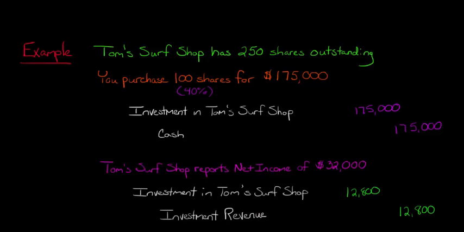So if we were to look at this investment on the balance sheet, right? So we start out with $175,000. Well, now we've just debited it. So now it would be $175,000 plus $12,800. That's what the carrying value of this investment would be on the balance sheet.